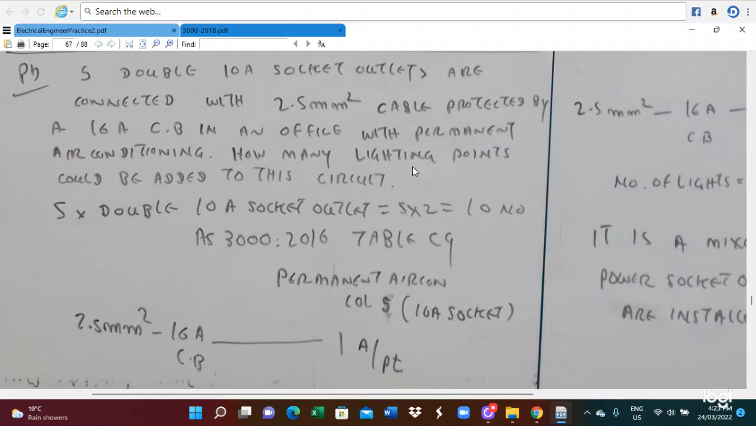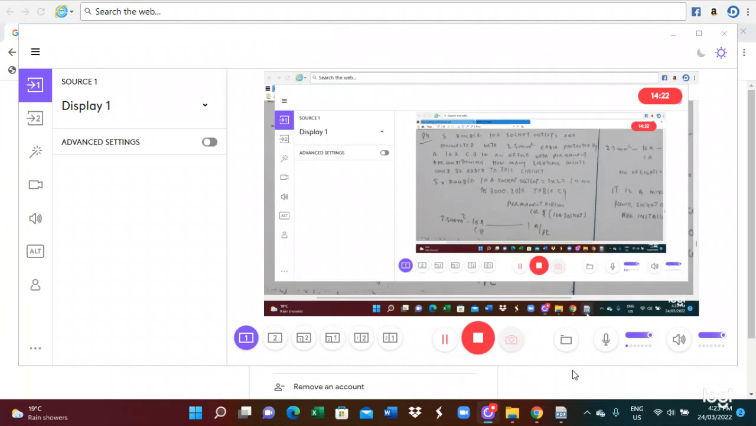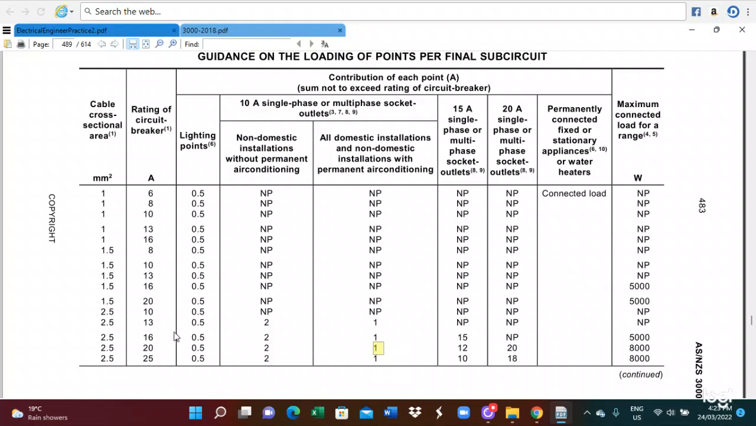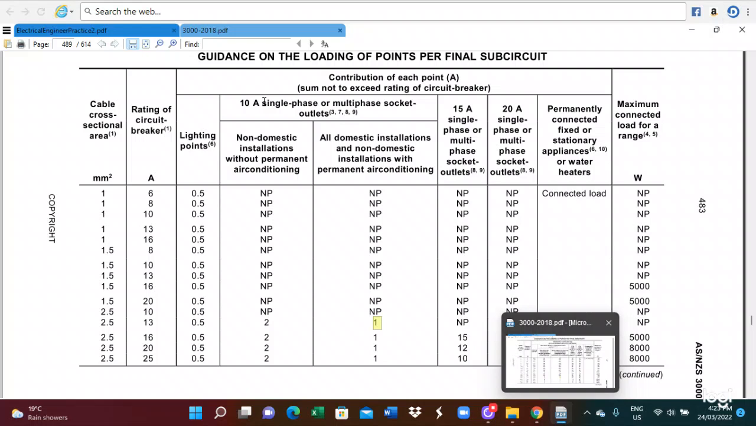Firstly, we refer to Table C9. Table C9 is for 2.5 millimeter square, 16 ampere. You can see in Table C9, 2.5 millimeter square, 16 ampere. In this case, for 10 ampere socket outlets, the table gives 1 ampere per point.